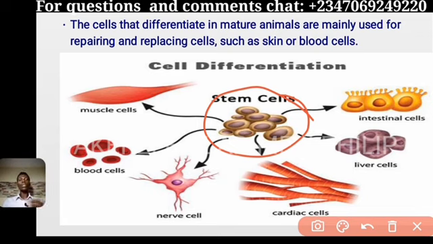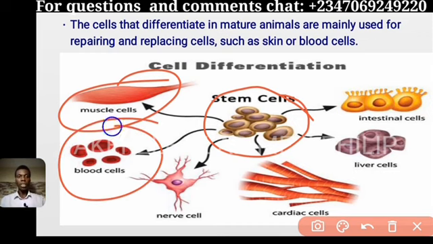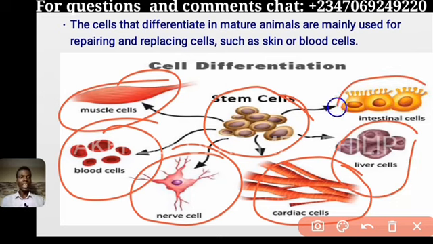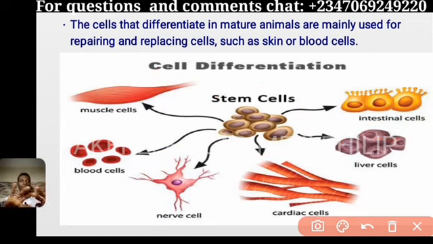Now, what I want you to see here is, can you see that these stem cells, which are undifferentiated cells, then differentiate to form what? Muscle cells, blood cells, then the nerve cells, which are found in the brain. Then another type of muscle cell, which is what? Cardiac cells, which are found in the heart. The heart is made up of muscle, but the muscle there is called cardiac muscle. Then you can have the liver cells, the intestinal cells, which are found in the wall of our gut, basically. So can you see how different cells came out from the stem cells, or let's say the undifferentiated cells, basically?